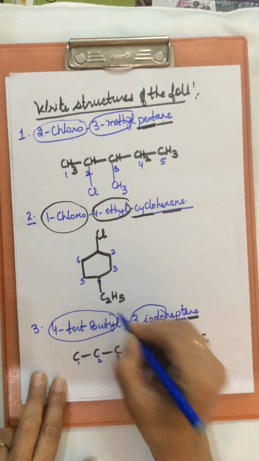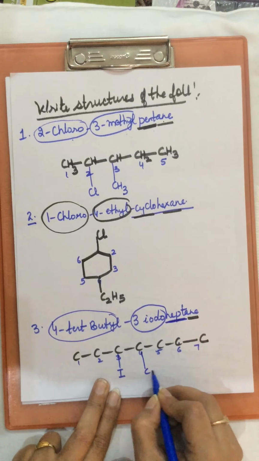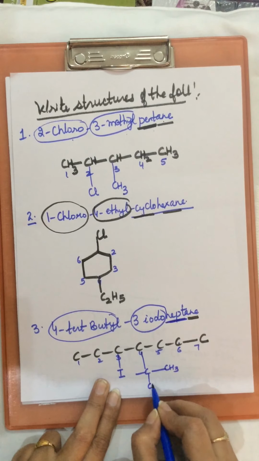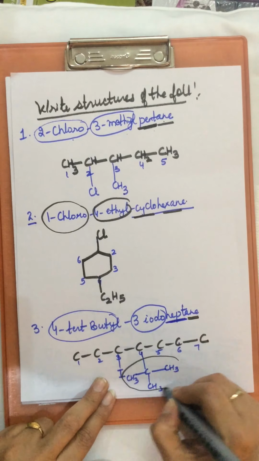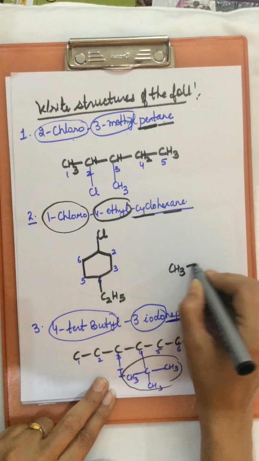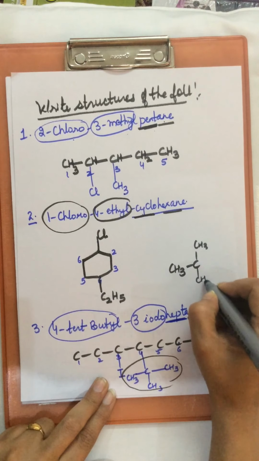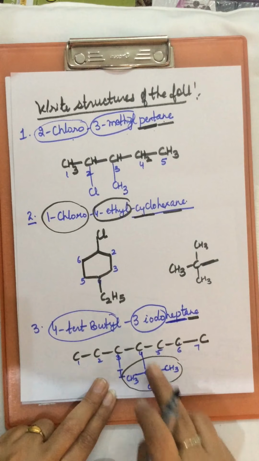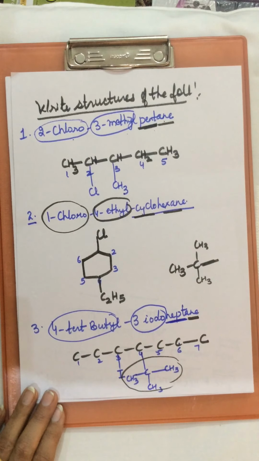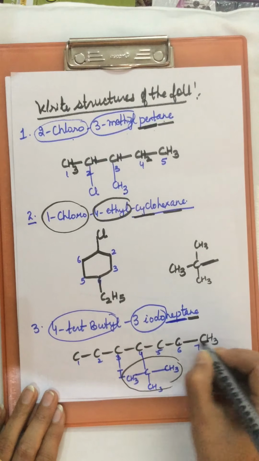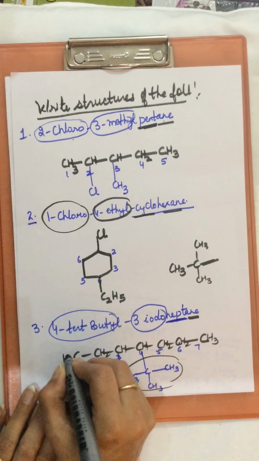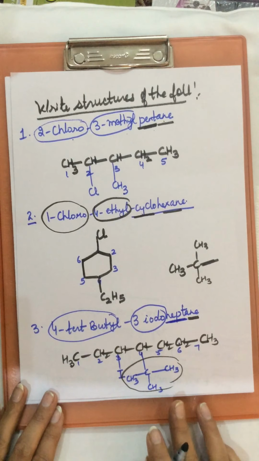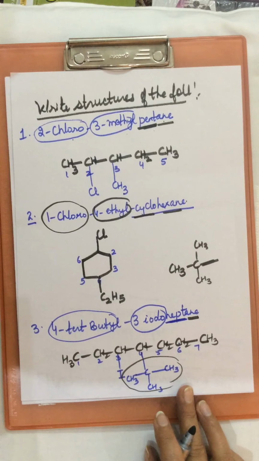4-tertiary butyl. In the last lecture we have done butyl group. This is tertiary butyl group. This group is tertiary butyl. Remember CH3C. This is tertiary butyl. So tertiary butyl group we are linking with the fourth carbon atom. And last rule, complete the valency of each carbon atom by putting the required number of hydrogen atoms. So this is your third question. 4-tertiary butyl-3-iodoheptane. Fourth question.